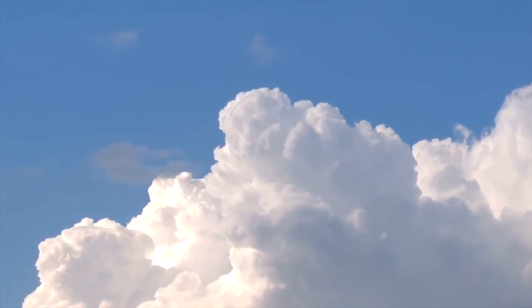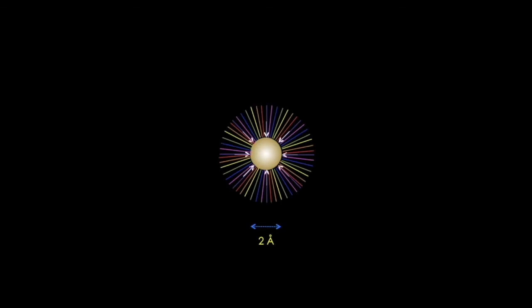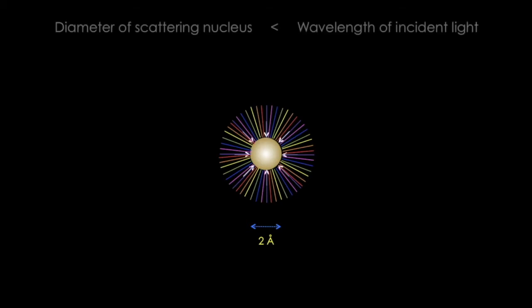We now understand why the sky is blue. So here's an oxygen molecule whose diameter would be somewhere around 2 angstroms, and white light is incident on this oxygen molecule. White light is composed of several different colors whose wavelengths are 4000 to 8000 angstroms. So here the situation is that the diameter of the scattering nucleus is significantly lesser than the wavelength of incident light.